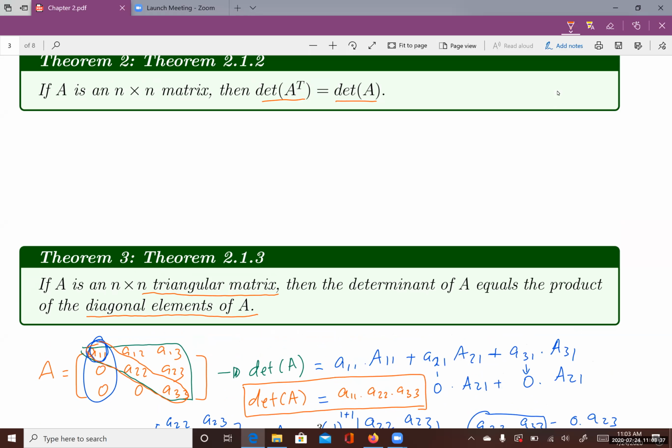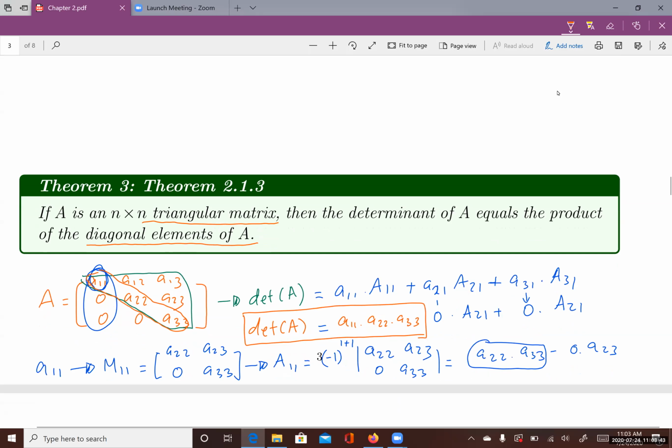All right, again, the determinant of a transpose matrix is the same as the determinant of itself. The determinant of a triangular matrix is the product of all the diagonal elements of the matrix.